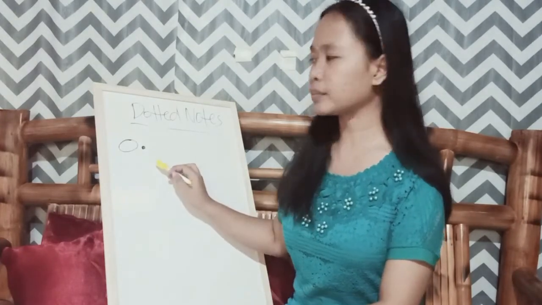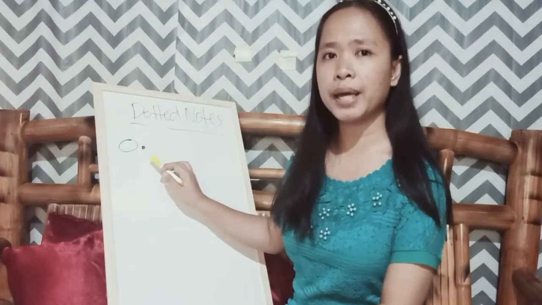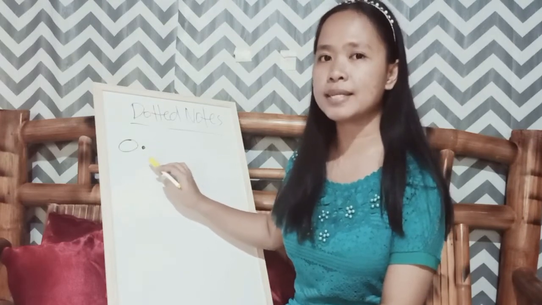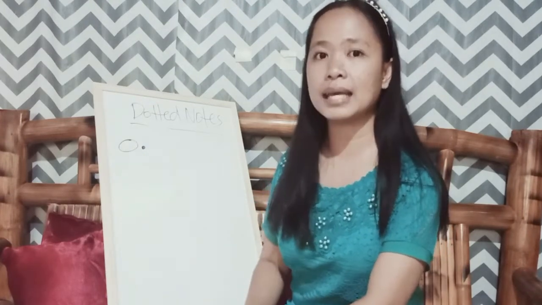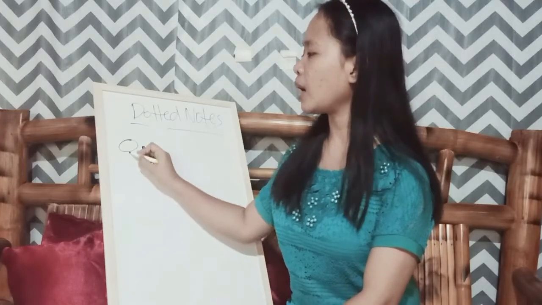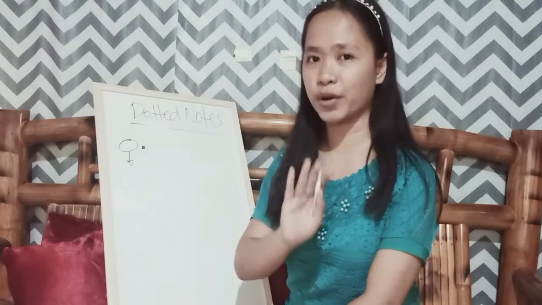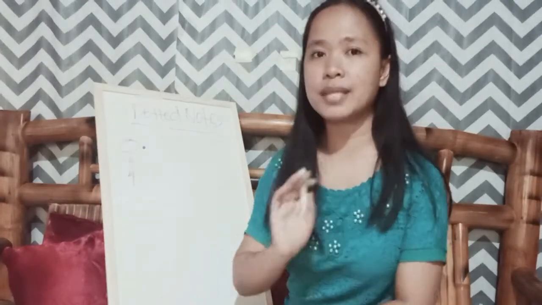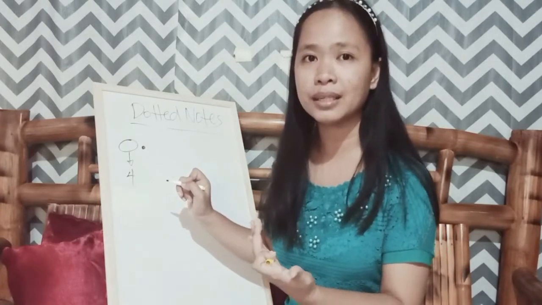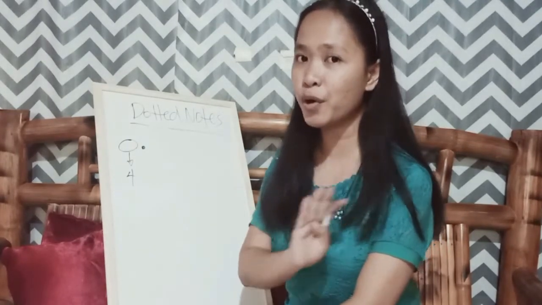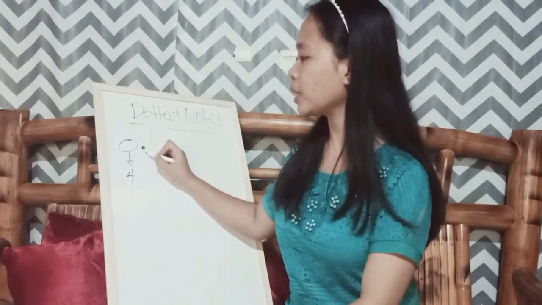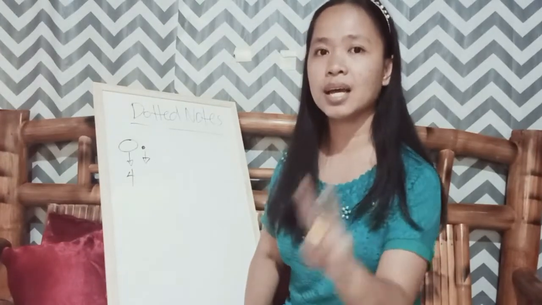So the dot's value depends on the note that it follows. And the dot's value is always half of the note it follows. So for example, our whole note is 4 counts. And as I have said earlier, it is half of the note it follows. So ano po yung half ng 4? So 4 divided by 2 is 2. So therefore, yung value ng dot natin is 2.